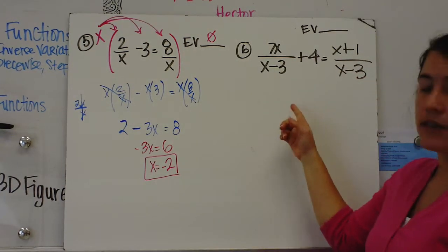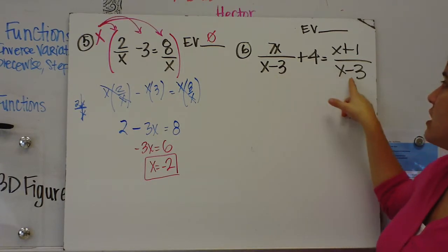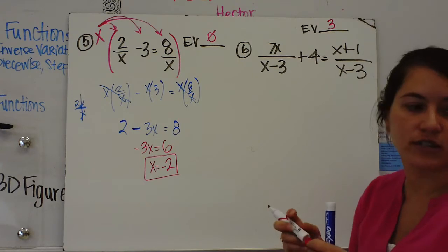Number 6. First thing we look at is the excluded value. So when would these denominators equal 0? They're going to equal 0 when x is 3. So the excluded value is 3.